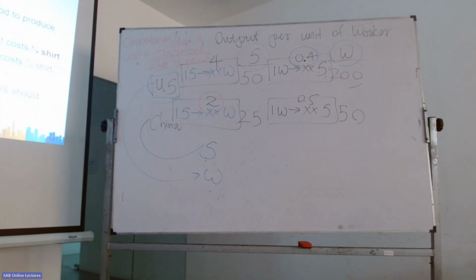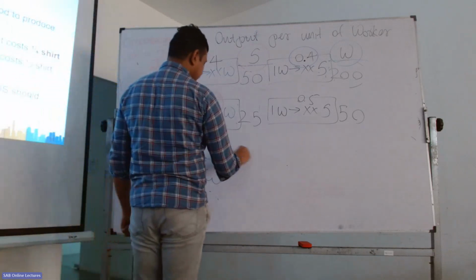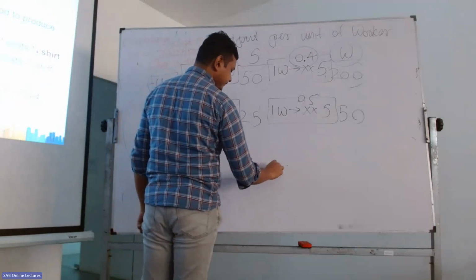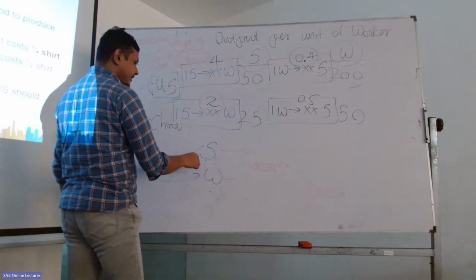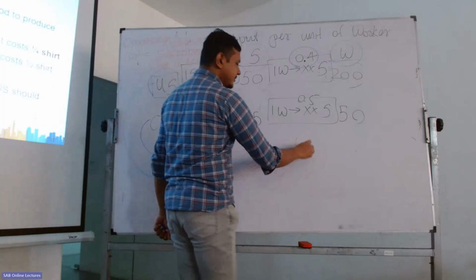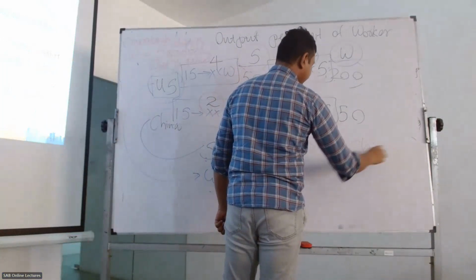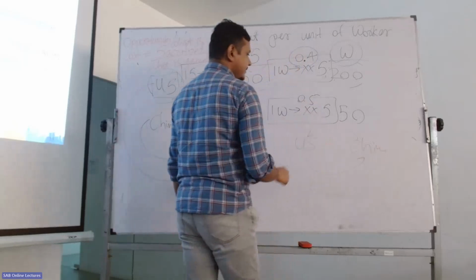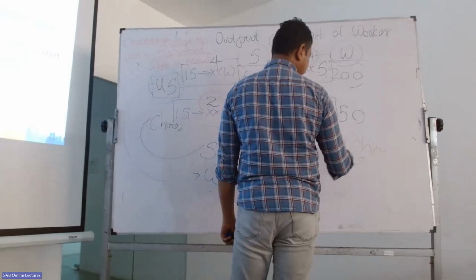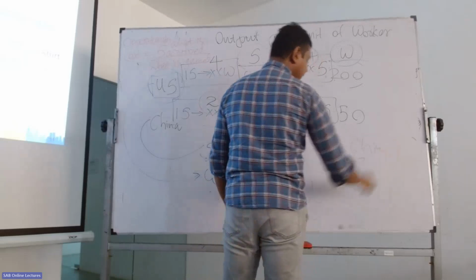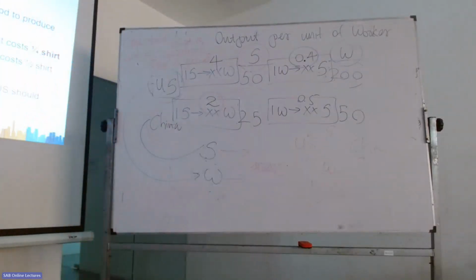After specialization, there will be some excess production: an excess production of wheat in the US and an excess production of shirts in China. So the US and China can exchange those products. China can send excess shirts to the US, and the US can send excess wheat to China. Then mutually beneficial international trade will be there. So absolute advantage is about the least cost. Comparative advantage is about the least opportunity cost.